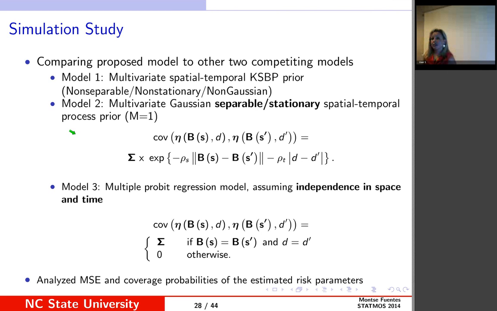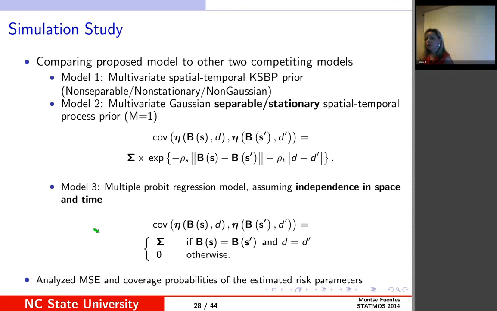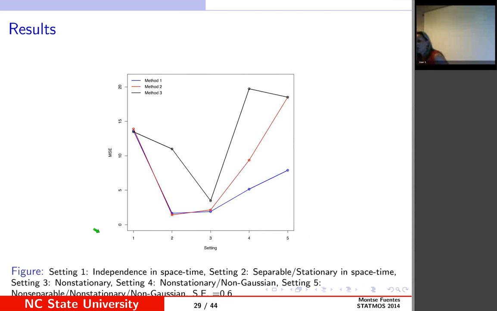So we model space and time separately. We multiply both covariances, and they are both exponential parametric covariances. And then we compare that with just a multiple probit. So there is no spatial or temporal dependence. We assume independence between space and time, but we do characterize the dependence between the pollutants and the birth defects of interest. So it's a multiple probit, and we model the different outcomes simultaneously. Those are the three models to compare, and we're going to be working with different settings.